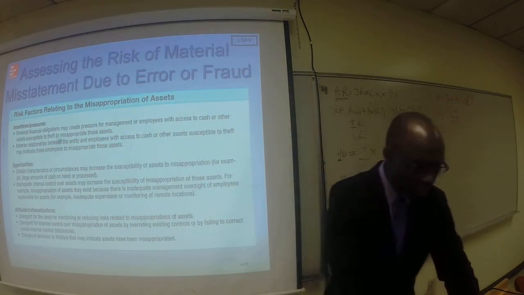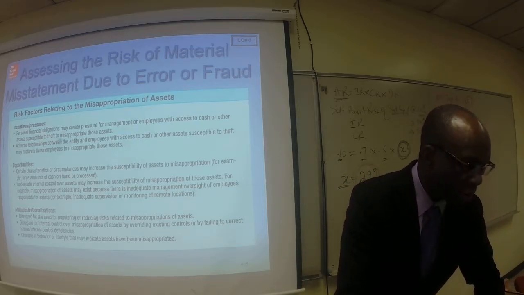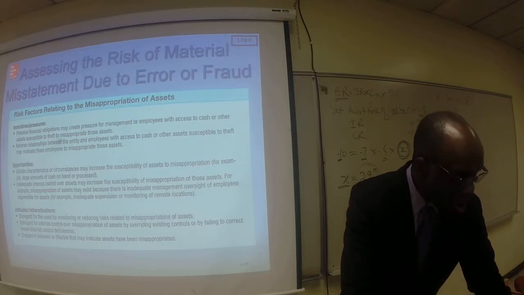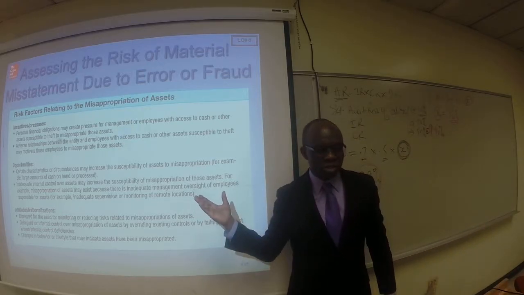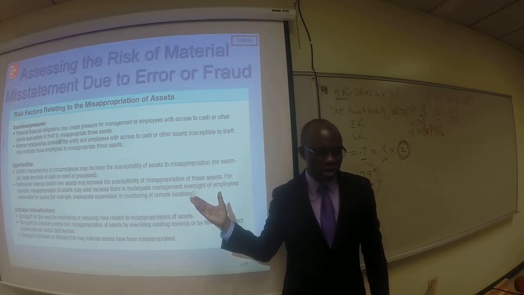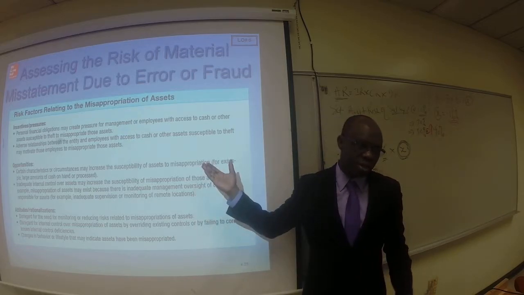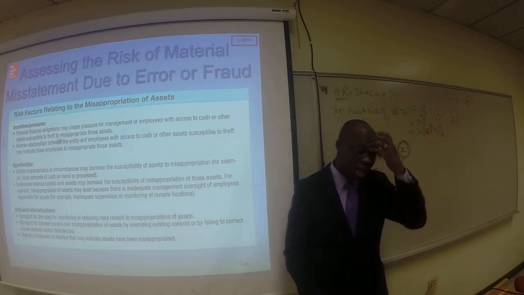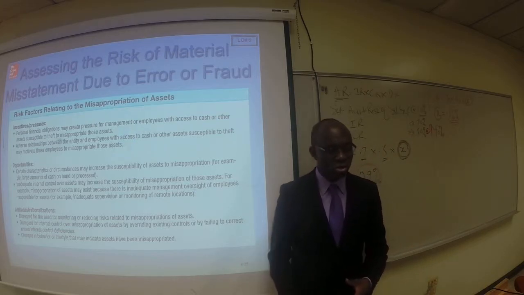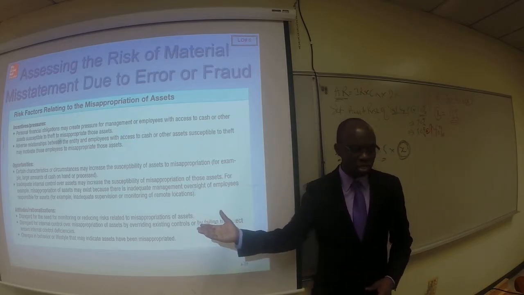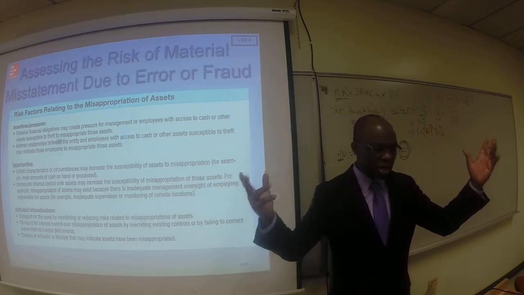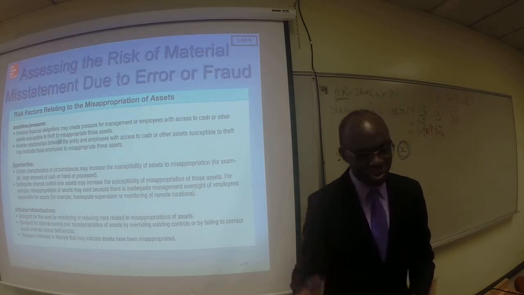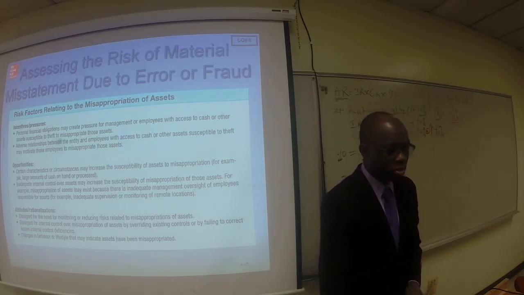So let's take a look, moving along, still talking about assessing the risk of material misstatement due to error or fraud. We said that some risk factors relating to the misappropriation of assets are incentives and pressures, opportunities to actually steal, where the opportunity just presents itself, and you have an employee that does not have integrity, attitude or rationalization. We did talk about that. Somebody says, well, I decided to steal because my child is sick, or oh, well, they don't pay me well enough anyway, and so on and so forth.